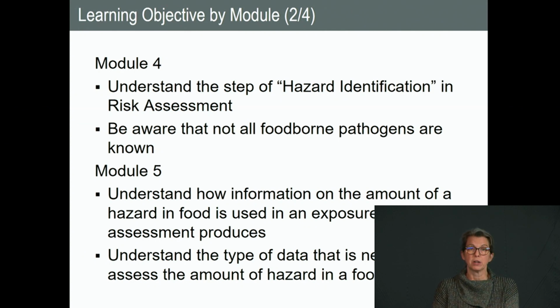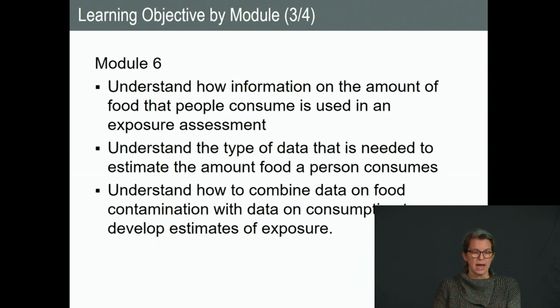Module 5, we talked about exposure assessment, which is understanding how information on the amount of hazard in a food is used in an exposure assessment, and what type of data is required for doing that part of an exposure assessment. And then module 6 was about the consumption side of the exposure assessment, how information on the food that people consume is used, and then what type of data that is, and then understanding how to put this all together, the information on the contamination of the food with the information on consumption. How do you put that all together to estimate exposure?